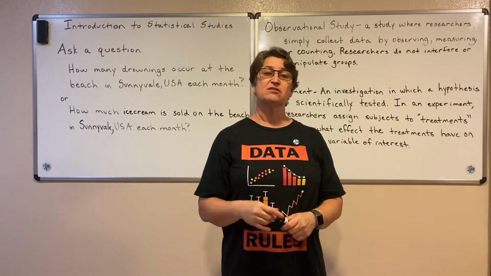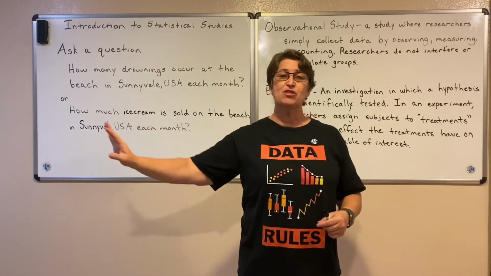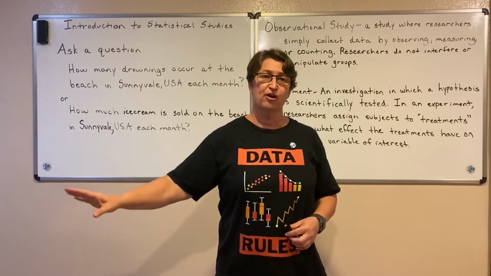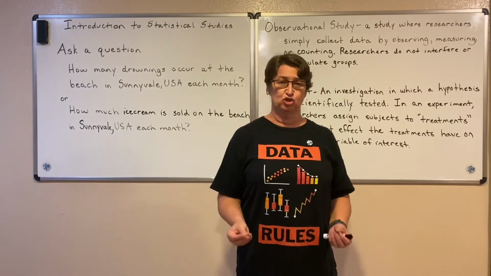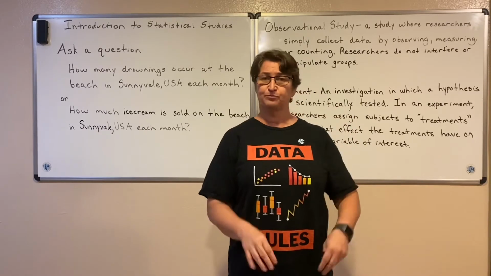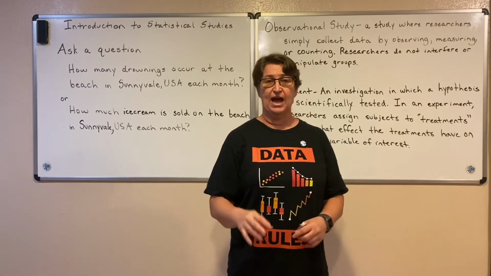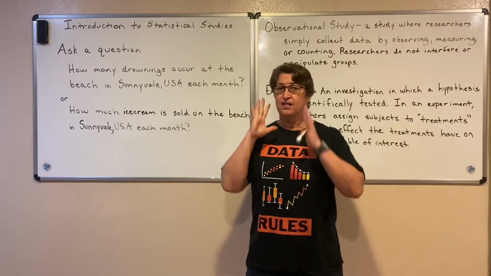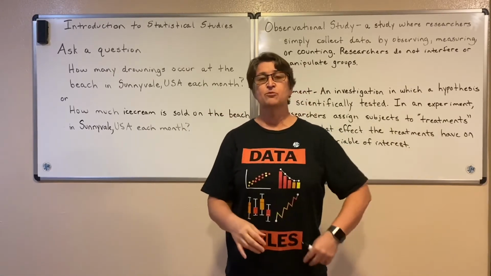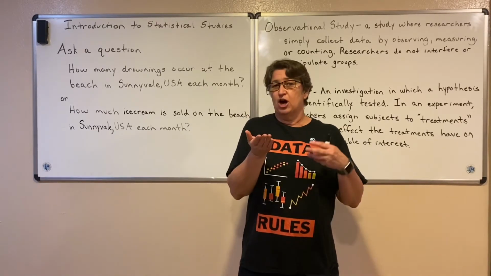So maybe it's not the sales of ice cream that's causing the drownings. Maybe there's some other variable out there, like temperature, that's causing the two to happen together. So I was just doing an observational study. I was just collecting data that already exists. But then I'm like, wait, maybe it's the ice cream causing the drownings.